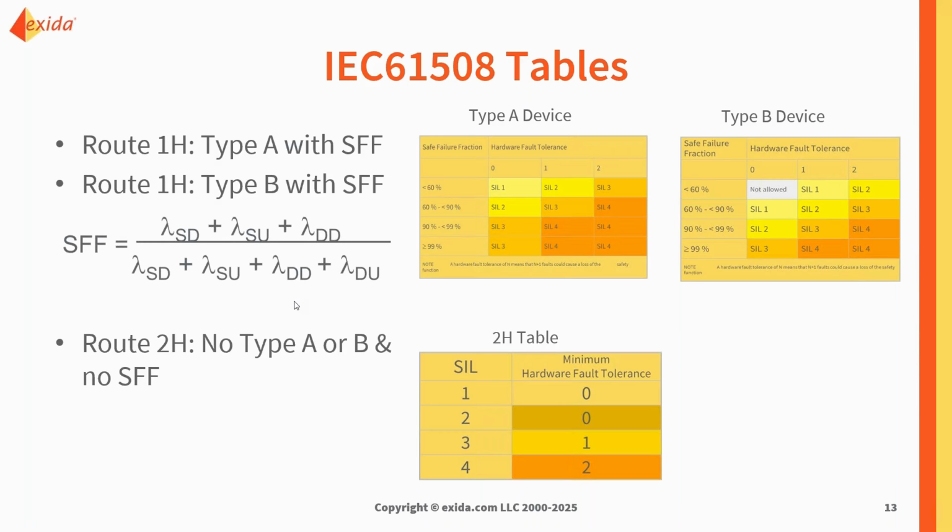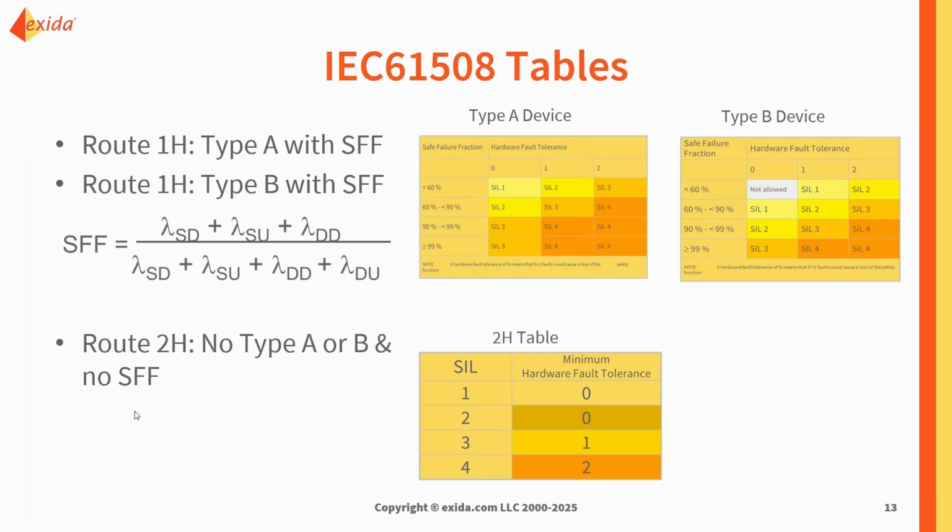And the way you use the table is if we have a safe failure fraction of a type A between 60 to 89% with a hardware fault tolerance of 0, then we can use that for a SIL2 application. For a type B, on the other hand, if it's between 60 and 89% with a hardware fault tolerance of 0, we can only achieve a SIL1. So these are the tables based on type A and type B with a safe failure fraction.